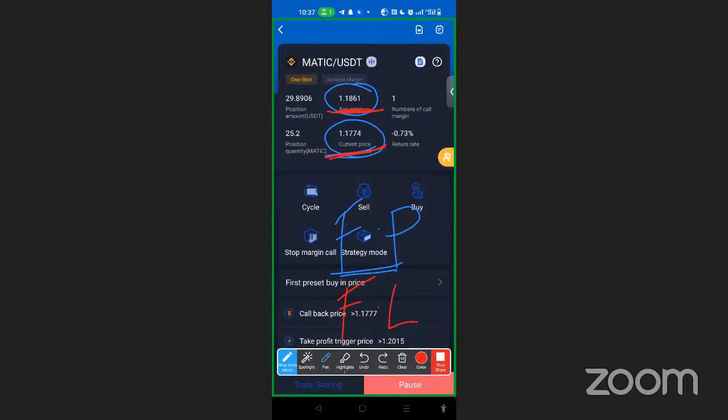So when the current price goes above the average price, then we shall go into what we call floating profit. The difference between the average price and the current price in percentage is the return rate. When the difference is positive, that's what we call floating profit. When it is negative, that's what's called floating loss.